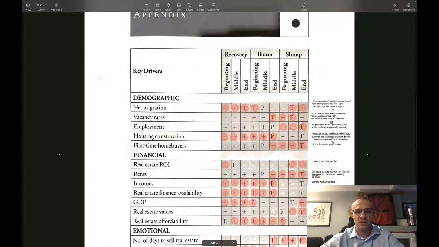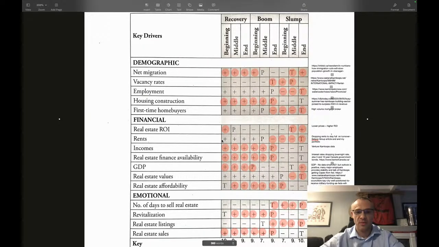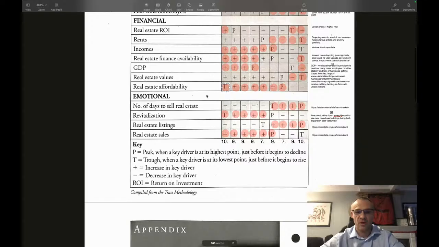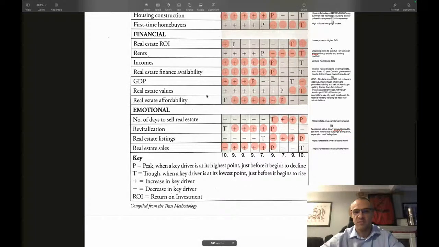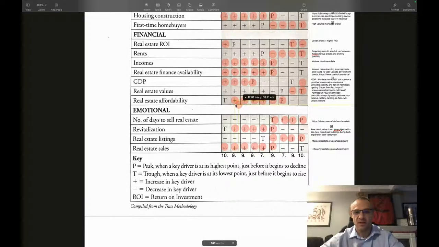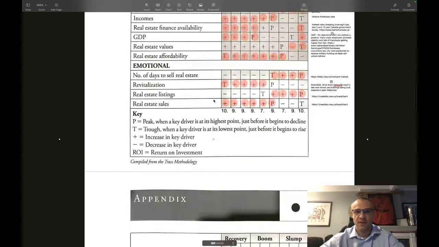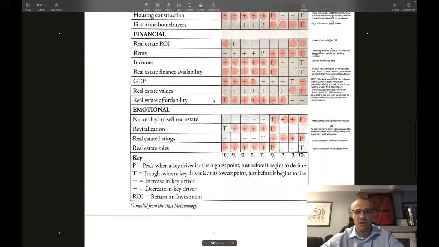Incomes. So those. Okay, so I picked the trough here because we may be at the most affordable, because if prices go up... So I guess that's a good argument. And what else here? Revitalization. Are we at the end of revitalization or the peak?